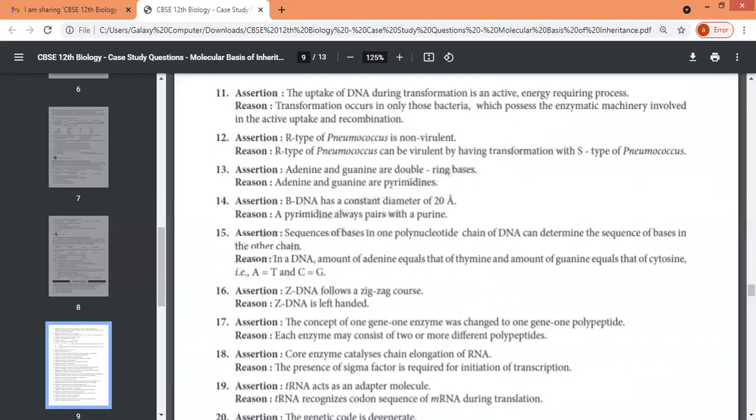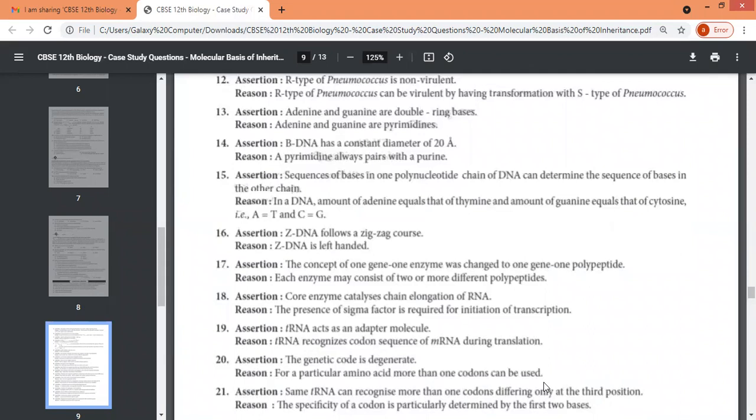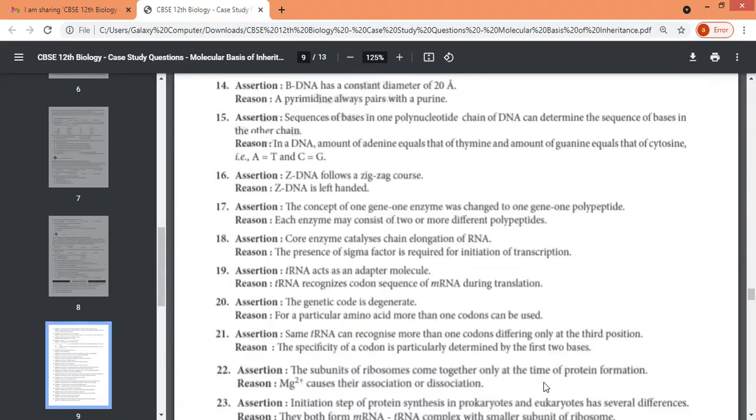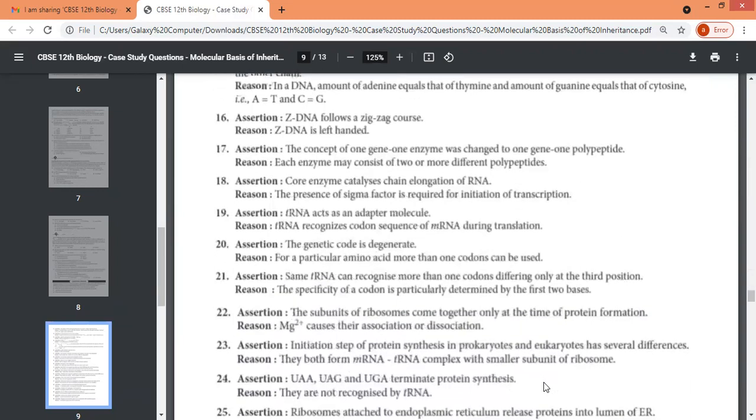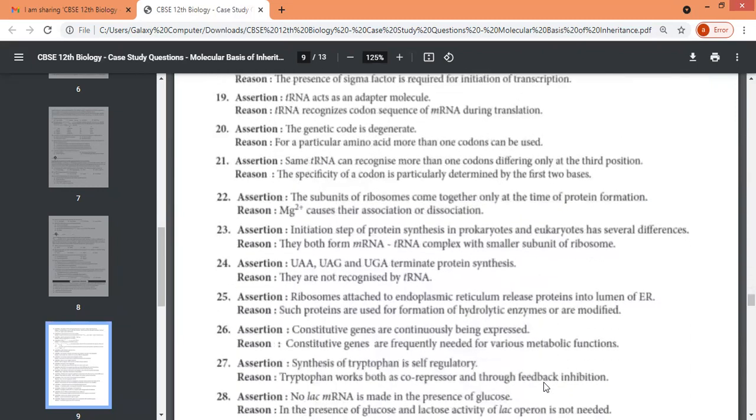So the 12th question: R type of pneumococcus is non-virulent, and reason: R type of pneumococcus can be virulent by having transformation with S type of pneumococcus. Yeah. R type is rough type, S type is smooth type. Okay, and you very well know that smooth was virulent. So this is the question.